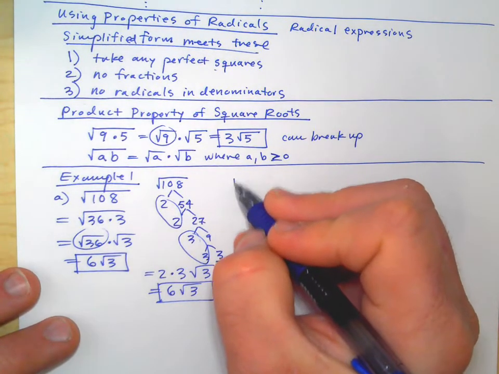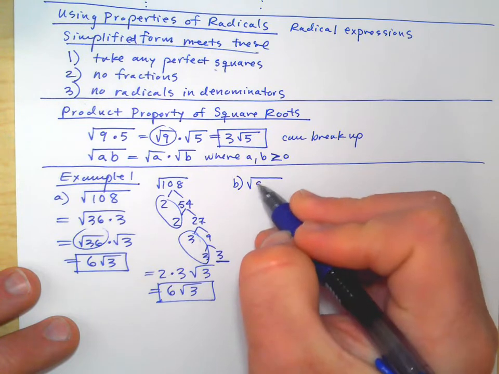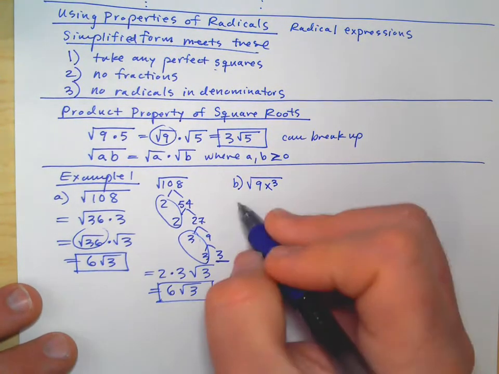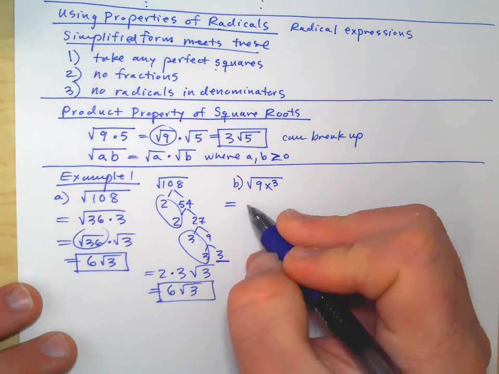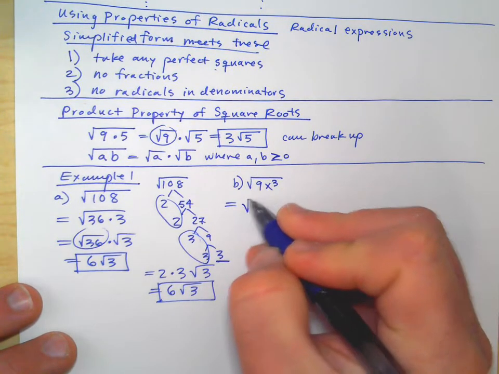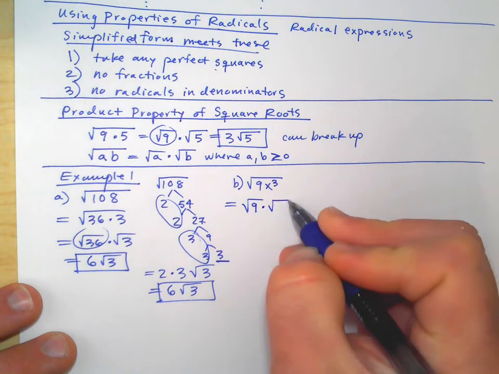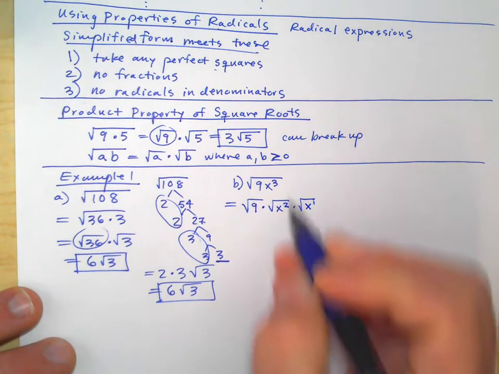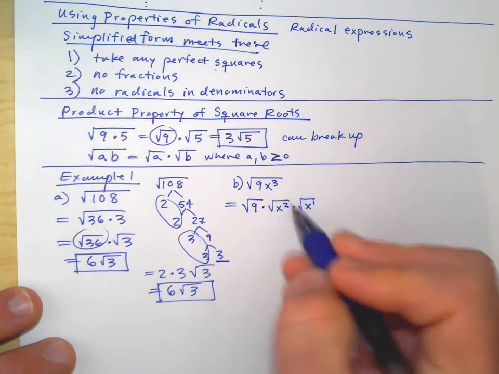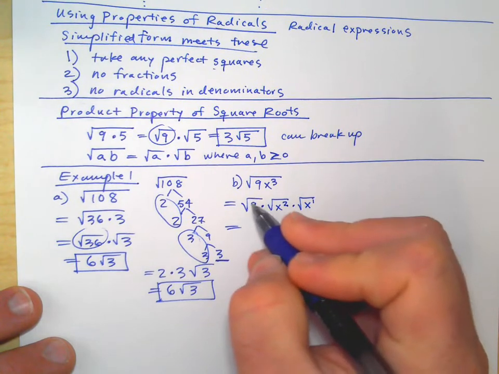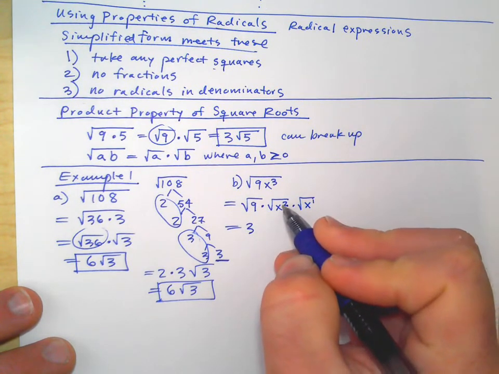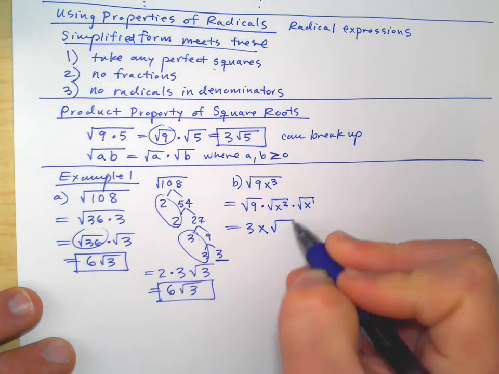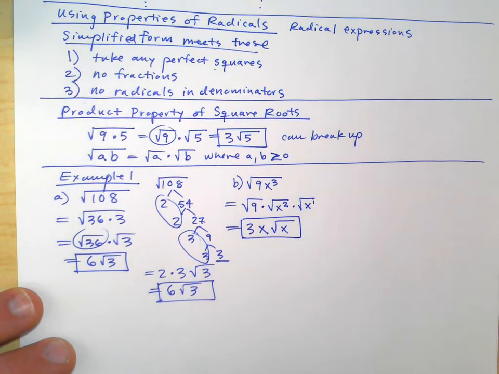Now, sometimes the numbers are small enough that we could do it the other way. So here's another one, 9x cubed. What we could do is break this up into perfect squares. We have the square root of 9, the square root of x squared, and then a square root of just x, the first left over, because x cubed has an x squared in it, right? And then we say, okay, the square root of 9 is 3. And the square root of x squared is x. And then this one just stays, square root of x. That one we can't do anything with.